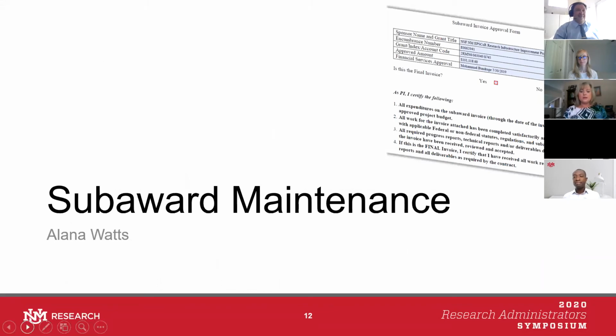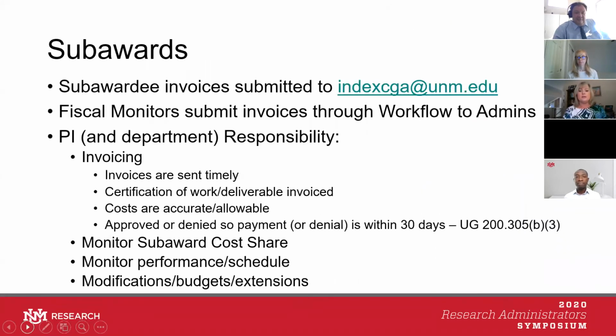Okay, so what I'm going to discuss today are a few topics, but one is subaward maintenance. In every subaward contract or award, we do have the index CGA email address for them to submit the invoices to. This is so that if your fiscal monitor is on leave, the invoice can be forwarded to somebody else to process in a timely fashion.